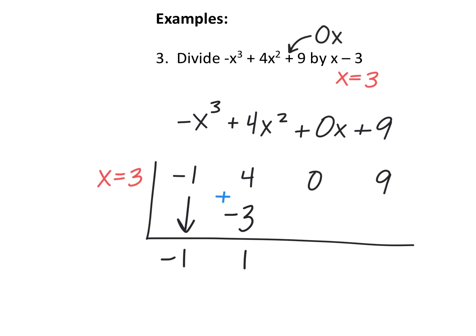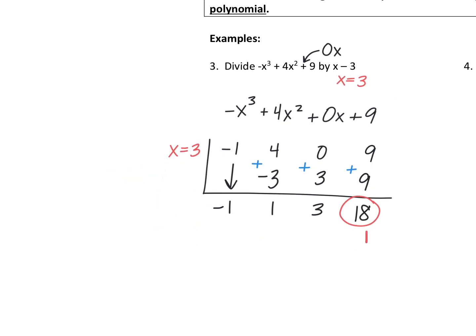Multiply again. 3 times positive 1, 3. Add again. 0 plus 3 is 3, and then multiply one more time. 3 times 3 is 9. Add them together. 18, and that is your remainder. Okay, so it's not 42, so we're going to write our final answer.